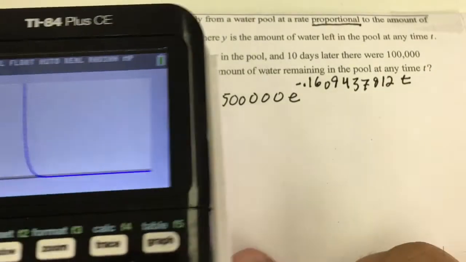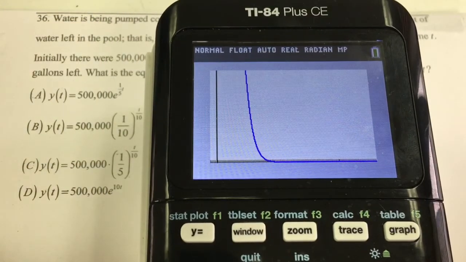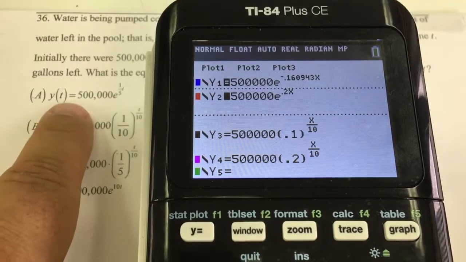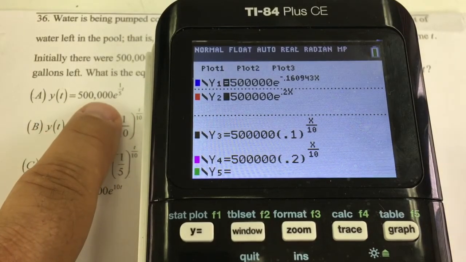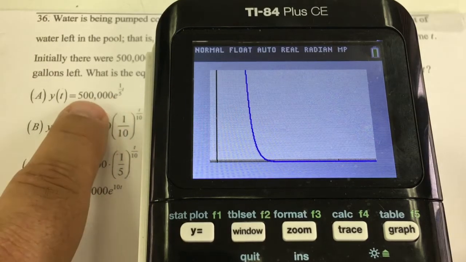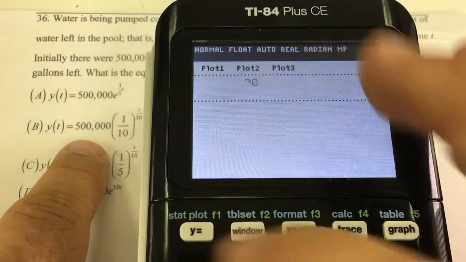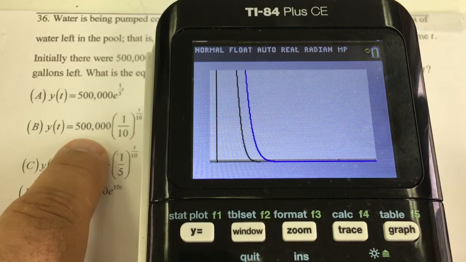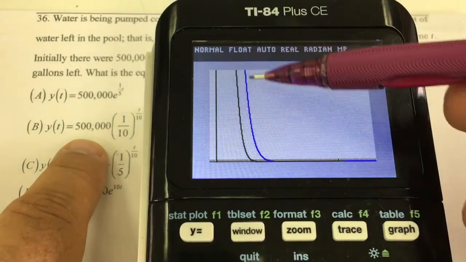That's this graph. Now I want to see if any of these graphs are equivalent to that. And notice, I have it already entered, so I just retyped in A. Let me highlight it so it shows up on my graph. And for this one, I recall, I don't get anything. Nothing. I don't know where that graph is. Maybe it's on the other side. So now I'm going to highlight B. No, it's not that graph. Notice it doesn't overlap it.